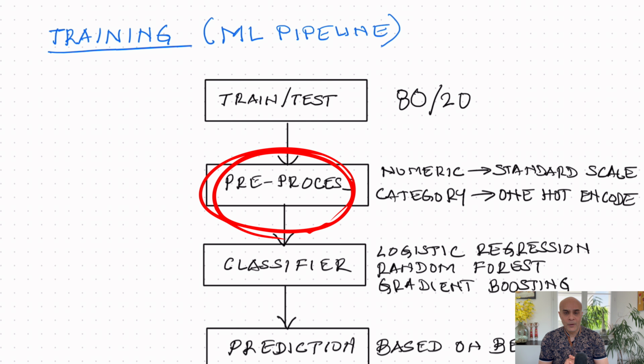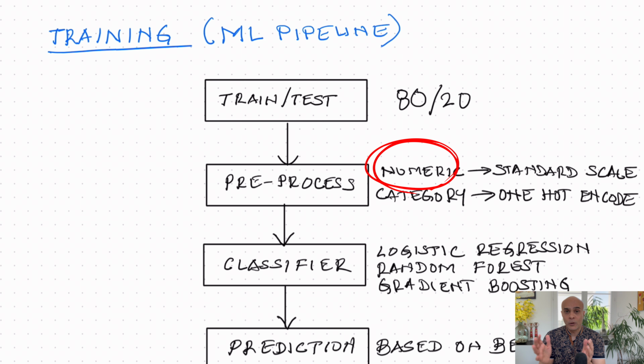For example, for all the numerical columns, we need to standardize them as they are on different scales. For example, tenure is in months and total charges is in dollars. But we need to standardize them, and this standardization function is going to help us with it. We also have some categorical columns which we need to convert into numerical values, and this is done using one-hot encoding.